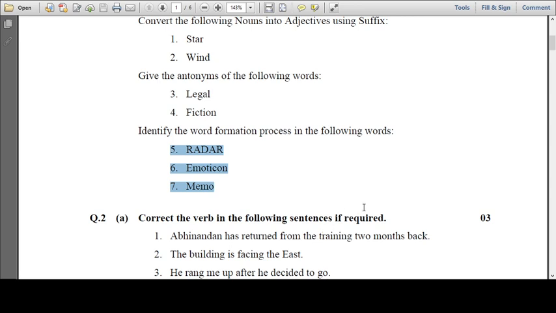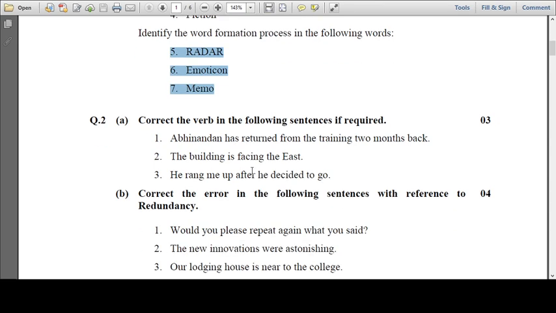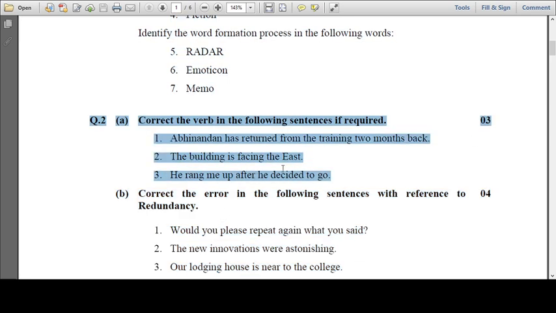Here emoticon is a combination of emotion plus icon. So that is why it is called the blending word formation process. In clipping you all are clear, so I don't need to go further. So now if we go further, correct the verb in the following sentence. It is about 3 marks. Now the first one is: Abhinandan has returned from the training 2 months back. Now you have to correct the sentence if you find something wrong in it.